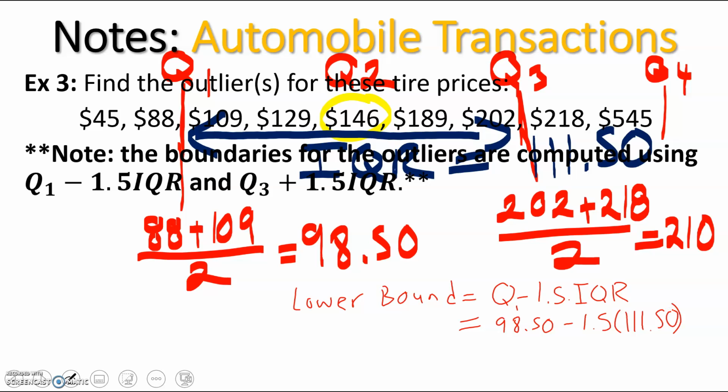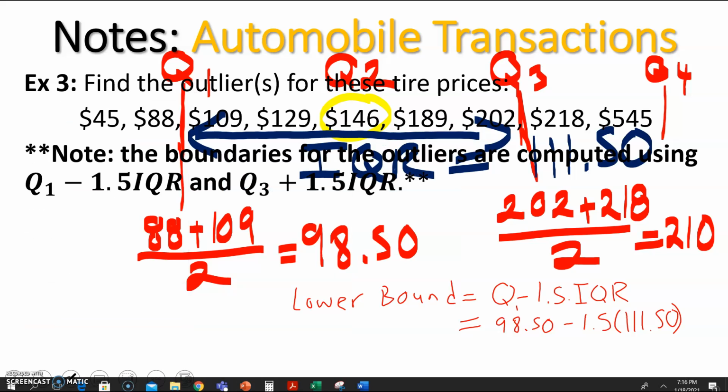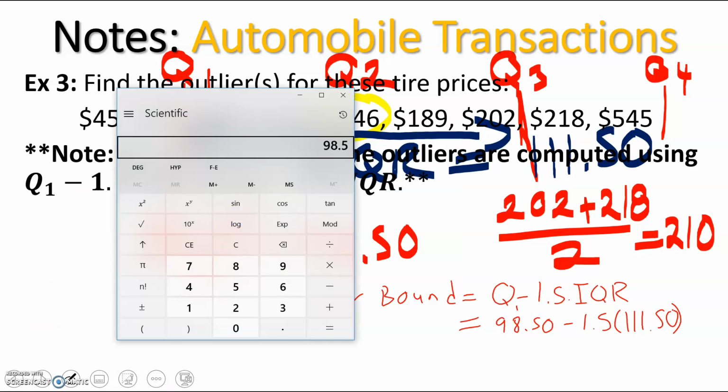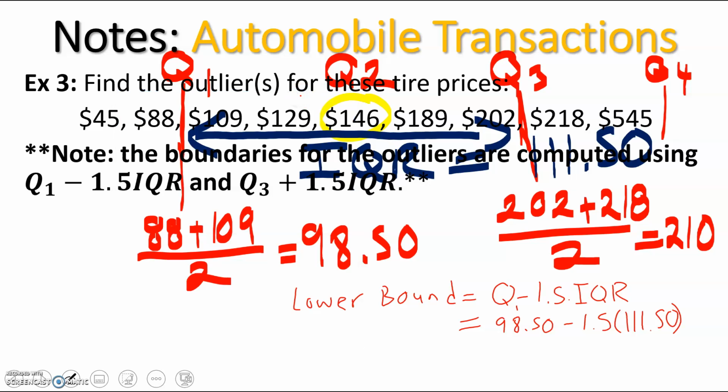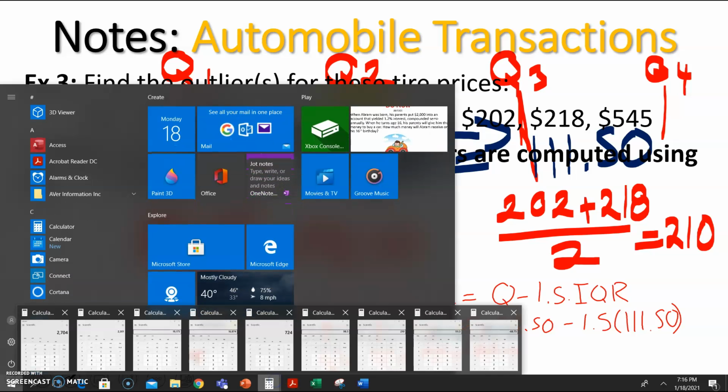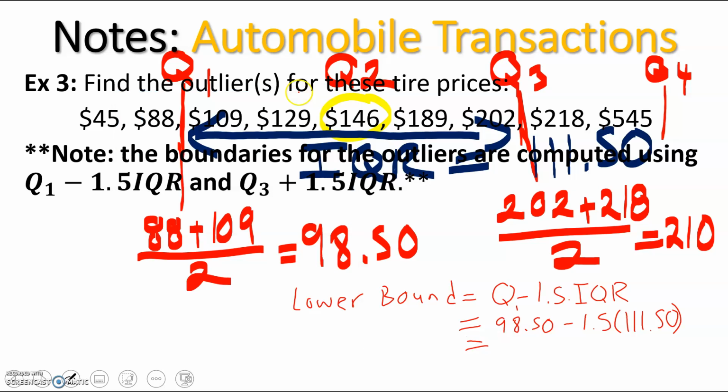So 98.50 minus 1.5 times 111.50. Let's go ahead and calculate that. So 98.50 minus 1.5 times 111.50. We see that our lower bound is actually a negative number, meaning there is no tire price that's going to be an outlier, unless someone's charging us to take the tire away, right? So that's negative 68.75. That's our lower bound. Now we're going to calculate our upper bound very similarly, right?